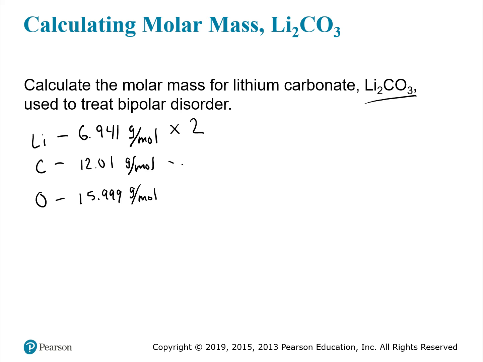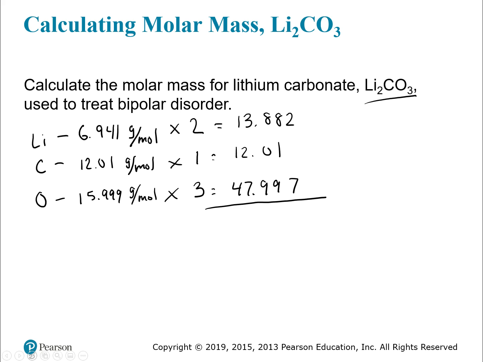With the carbon, there's only 1. And with the oxygen, there are 3. You want to do this multiplication first. And then you add them all together. Remember our rules for adding, we care about the number of decimal places. And since the carbon only has 2 places after the decimal, after we do our math, that's the only thing that we can keep.